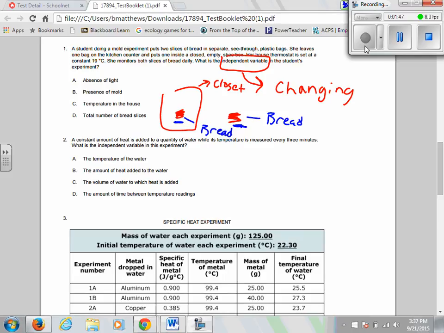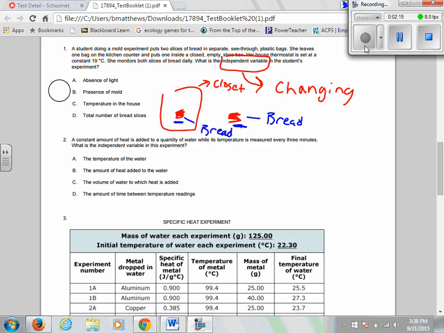And the correct answer here is going to be A, an absence of light. There's no light inside the closet. There's light on the counter. That is the one thing that she can directly change. The presence of mold she can't control. The temperature in the house she certainly controlled. The total number of bread slices she controlled. But the one thing that she can actually change is the absence of light.